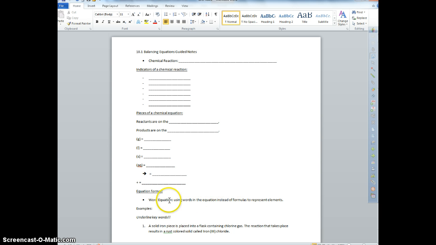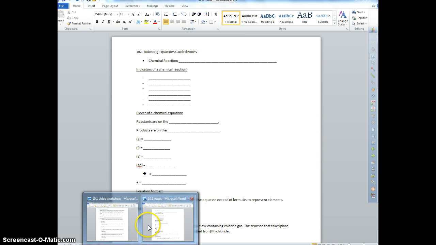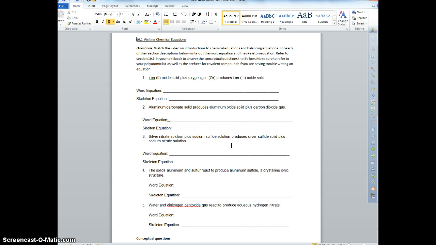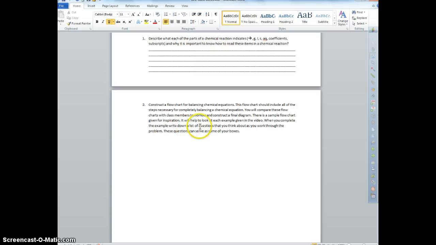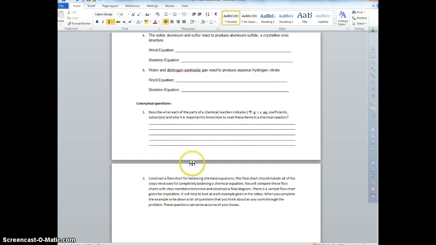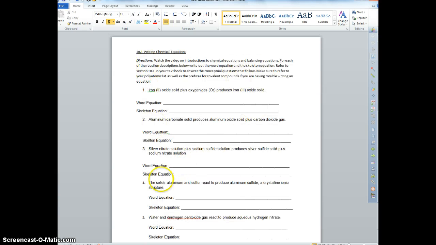So your job for the video and for homework is to do this worksheet where it has you practicing writing the equations out. So you're responsible on this homework sheet for basically the first page. The second page where you're constructing a flow chart, you'll do that on Monday for homework. This is what you're responsible for now.